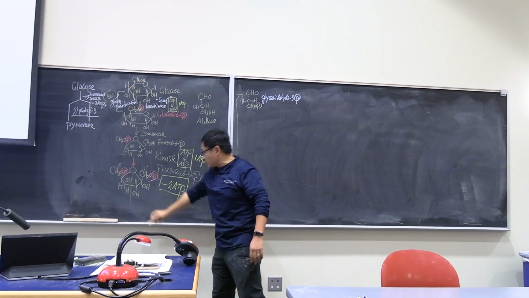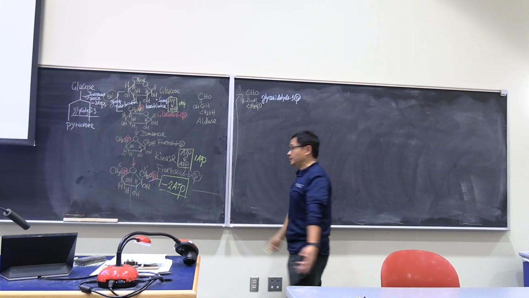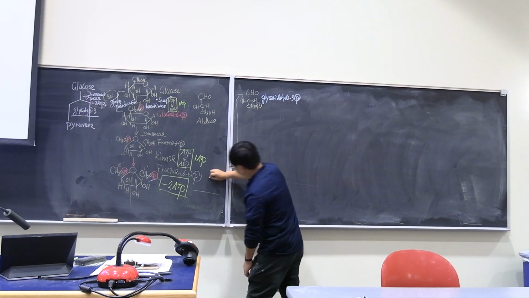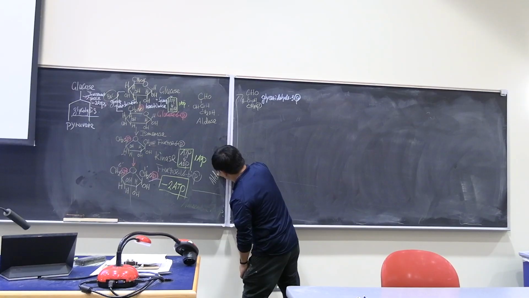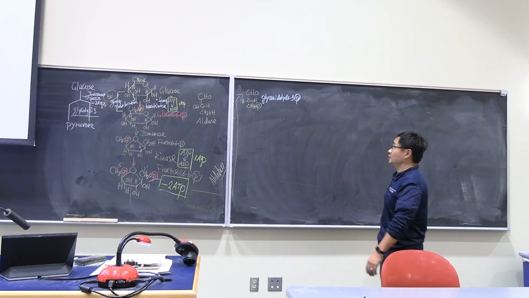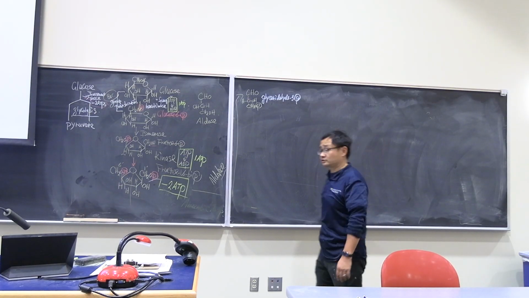So, once you break down, it goes here. What's the enzyme called? Aldolase. Six-carbon sugar becomes 3-carbon sugar, but you have no phosphates. So I call it glyceraldehyde 3-phosphate.